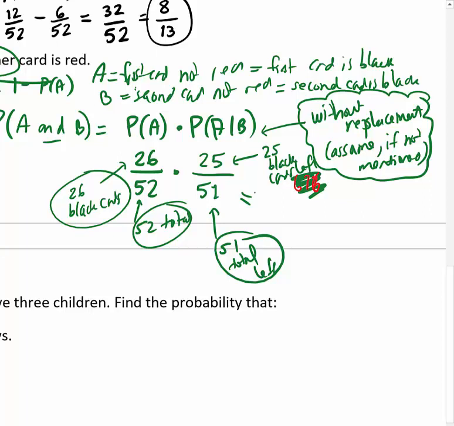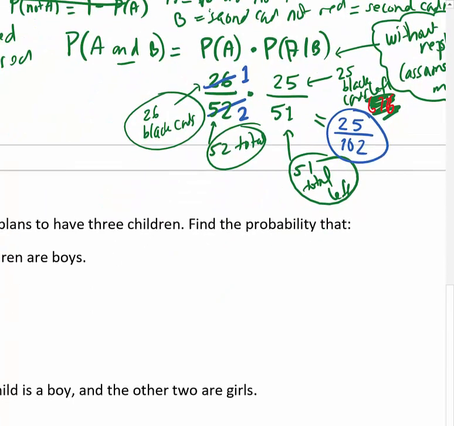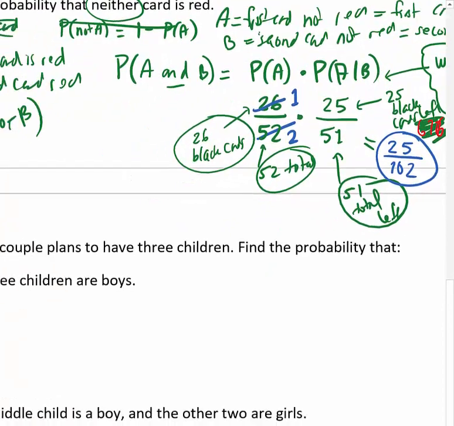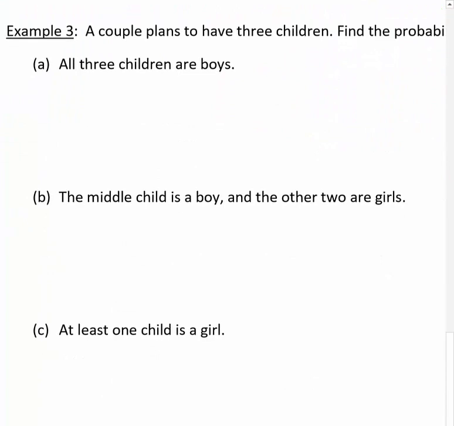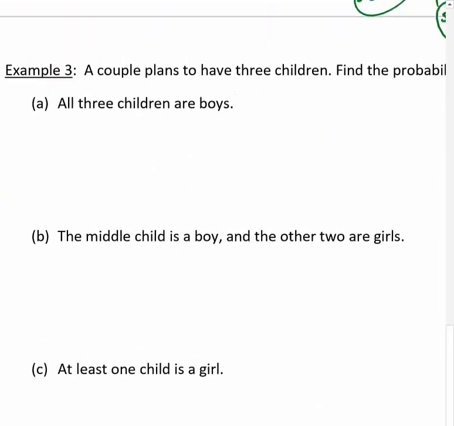Alright. Let's see, does this reduce? Yeah, actually the first fraction reduces. 26 goes into both: 26 goes into 26 once, and it goes into 52 twice. And I think that's all we can reduce, so I'll multiply across. 1 times 25 and then 2 times 51. So you have a 25 out of 102 shot of neither card being red, or in other words, both cards black. A lot of these probability problems, the way they're phrased is confusing. So if you just want to rephrase it, don't feel bad.